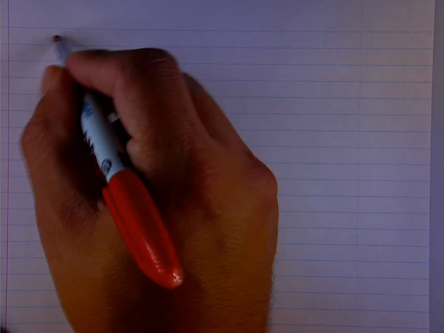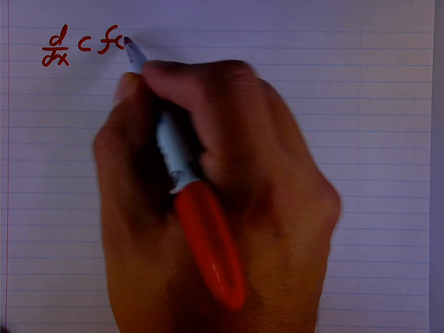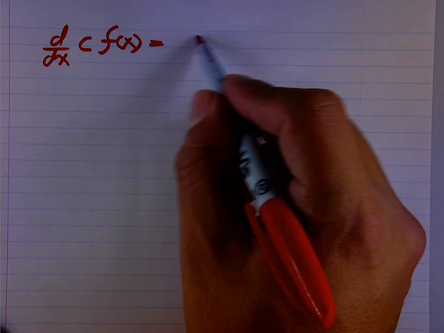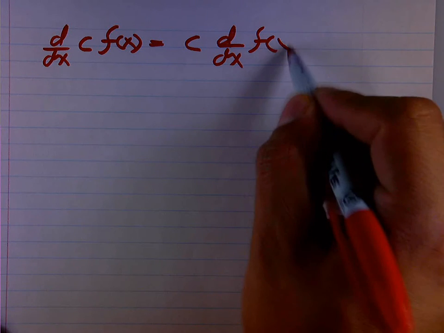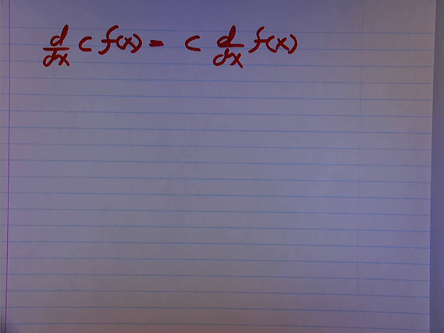Some basic rules for derivatives. If you take the derivative of a constant times a function, it is equal to the constant times taking the derivative of the function. Biggest point here is the constant flows through.